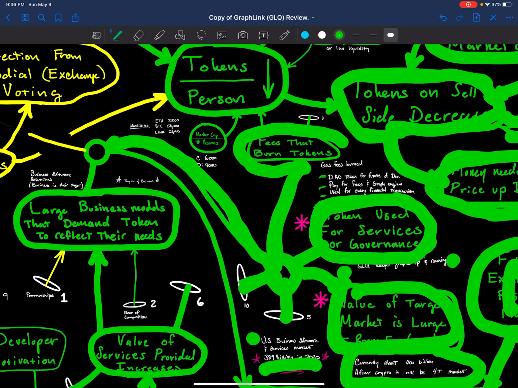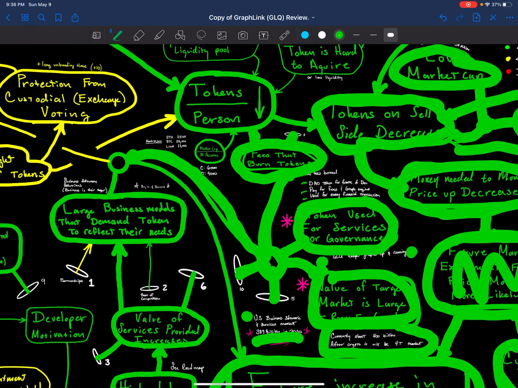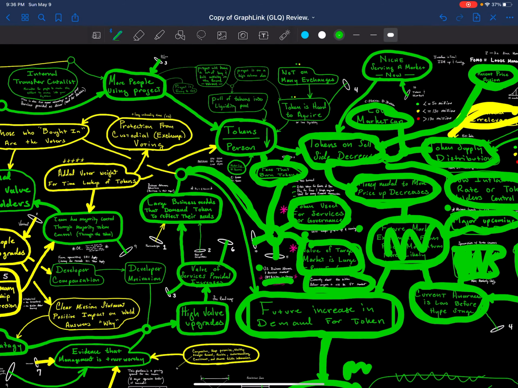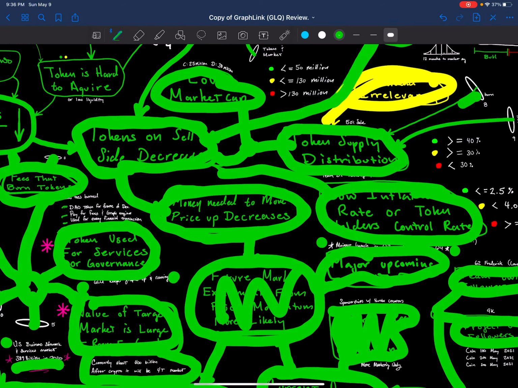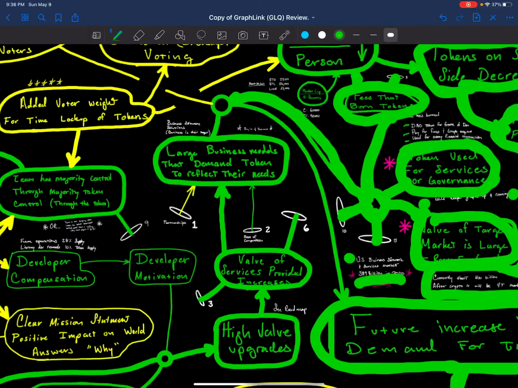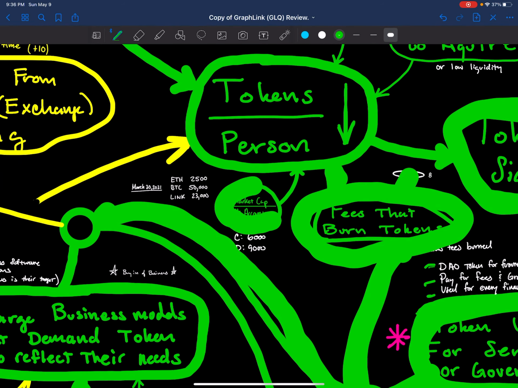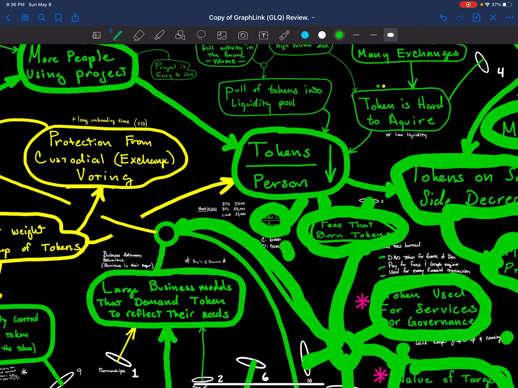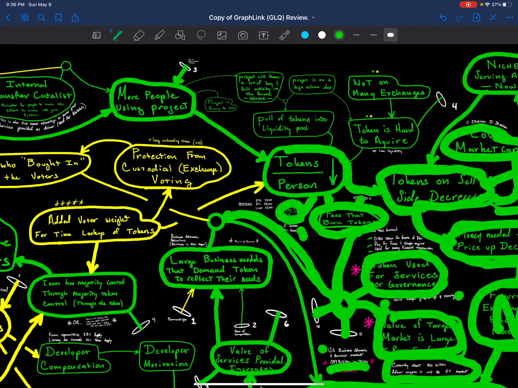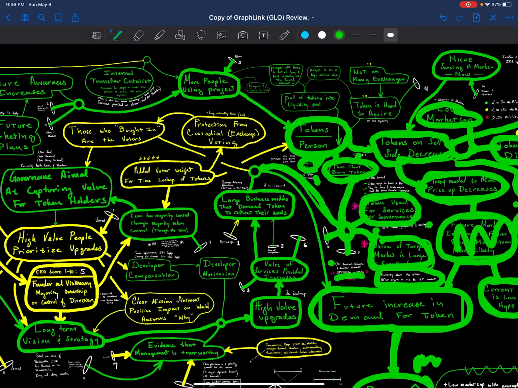Fees that burn tokens: their token is going to be burned as it's getting used through transaction fees. All these transaction fees go to burning the token, so that is bullish for price action. And this team hasn't been super greedy. Also, market cap per account is low, lower than normal, which shows you that there's less cash per person than is normal. So that is another very bullish indicator.